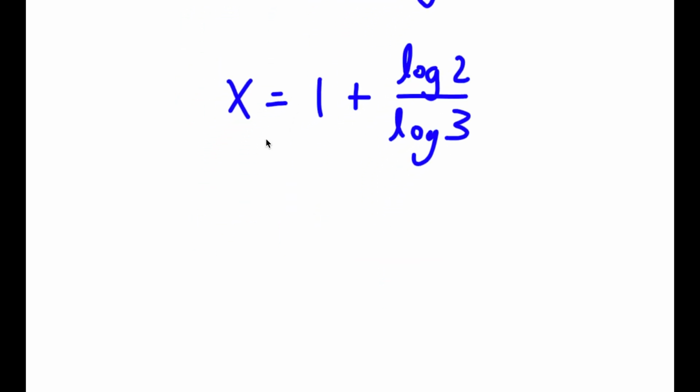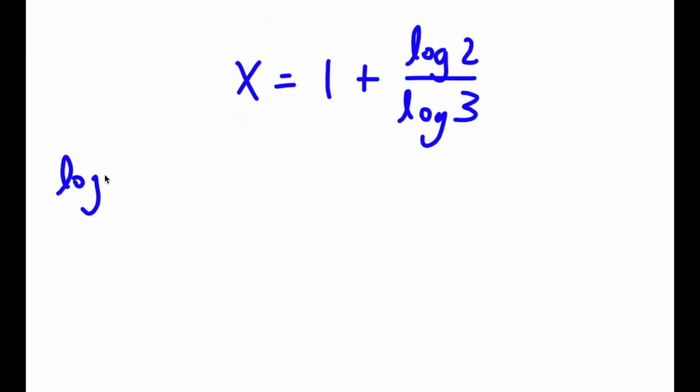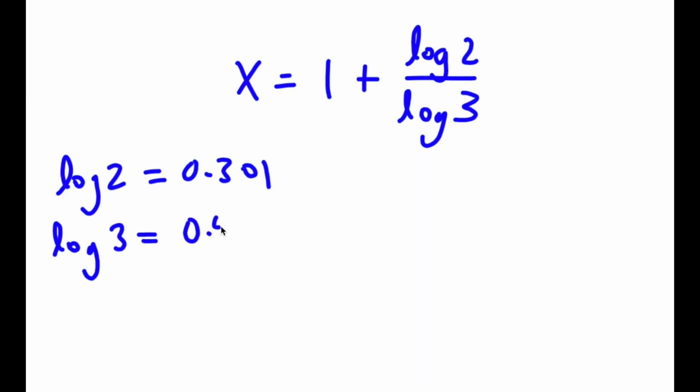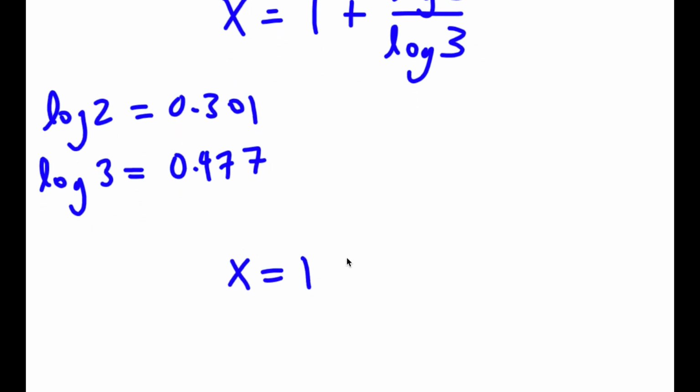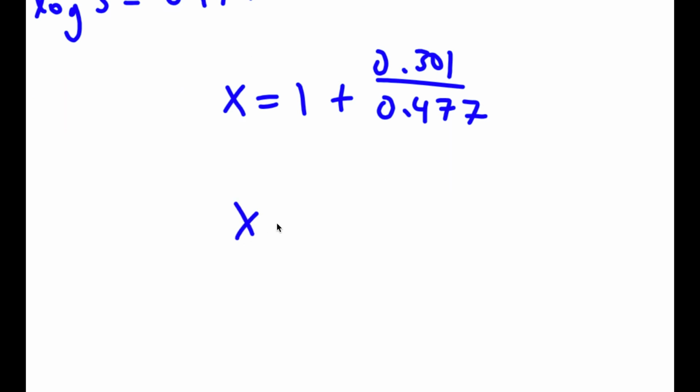Now log 2 is equal to 0.301, and log 3 is equal to 0.477. So I have x is equal to 1 plus 0.301 over 0.477. So now I have x is equal to 1 plus 0.631, which is equal to 1.631.